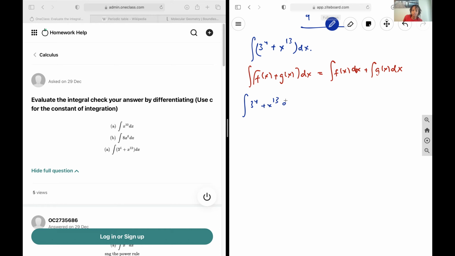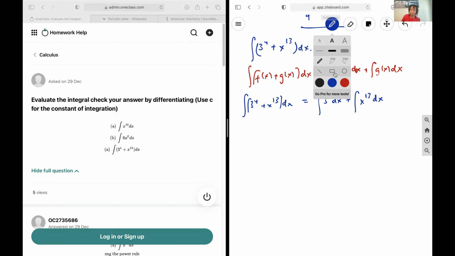So applied to our question, that means that the integral of 3 to the power of 4 plus x to the power of 13 all over dx is going to be equal to the integral of 3 to the power of 4 dx plus the integral of x to the power of 13 dx. So we need to evaluate these individual integrals. First up, we are going to use the constant one that we just previously talked about.